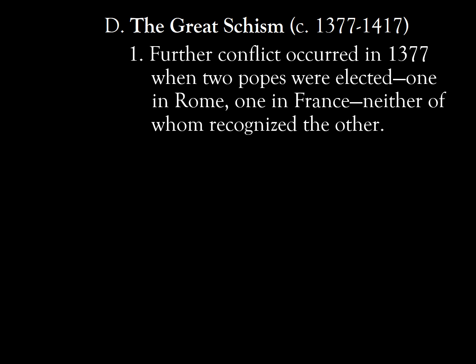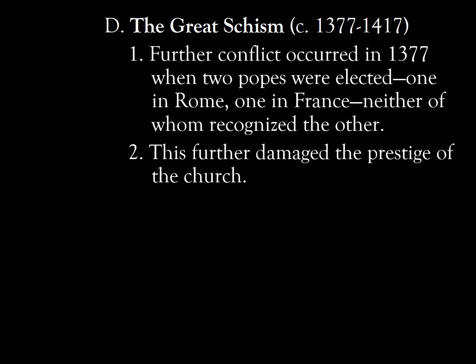This happens when 2 popes were actually elected, one in Rome, Italy, and one in Avignon, France, in 1377. Neither of them recognized the other. As a matter of fact, each excommunicated the other. So no one in Europe knew who the real pope was. It will eventually lead to an election of a 3rd pope, and none of them stepped down. So it was a mess. This further damaged the prestige of the church, and it will not be resolved until 1417.